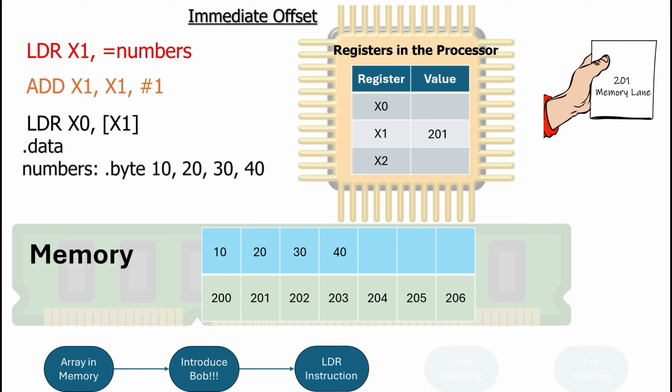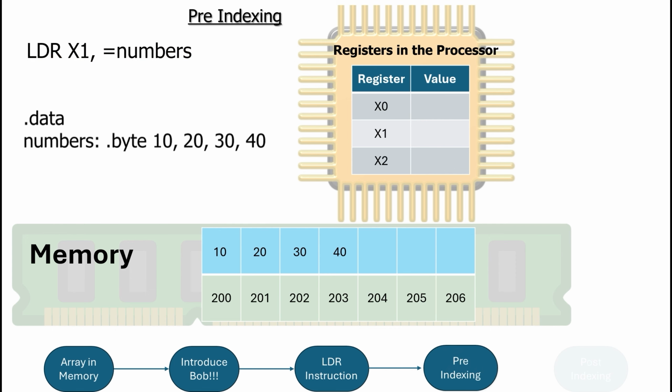We can use the next instruction to load the value 20 in the register X0. We can also achieve this same thing using pre-indexing. Instead of manually adding 1 to the address, there's an instruction that does everything for us in one step. Let's see how it works.